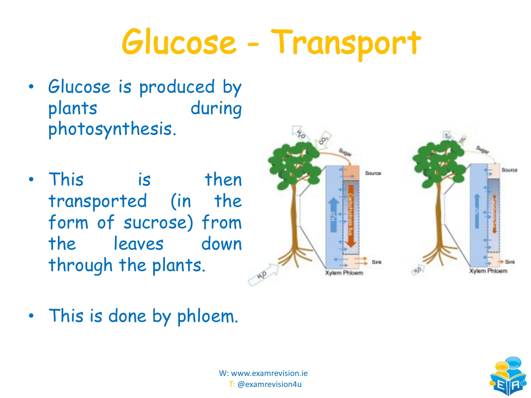Okay, so the one we're going to be focusing on here now is glucose. So this is the transport of food. Now we've mentioned already how glucose is produced by the plant during photosynthesis. It's produced in the leaves. This is then transported in the form of sucrose from the leaves down through the plants. So we've mentioned this already, how water moves from the roots up to the leaves, whereas the food moves most of the time from the leaves down towards the roots. So it's an opposite movement there. And this is done by the phloem.